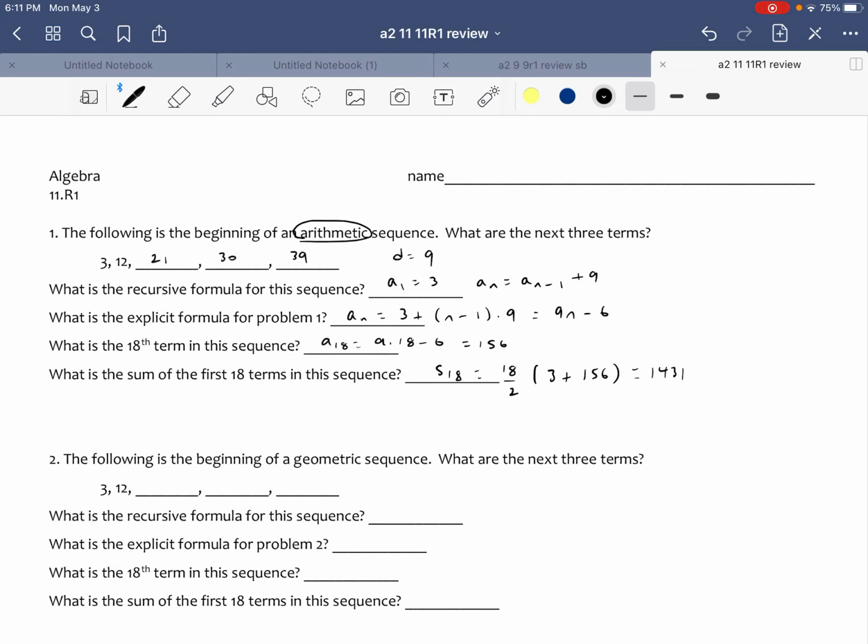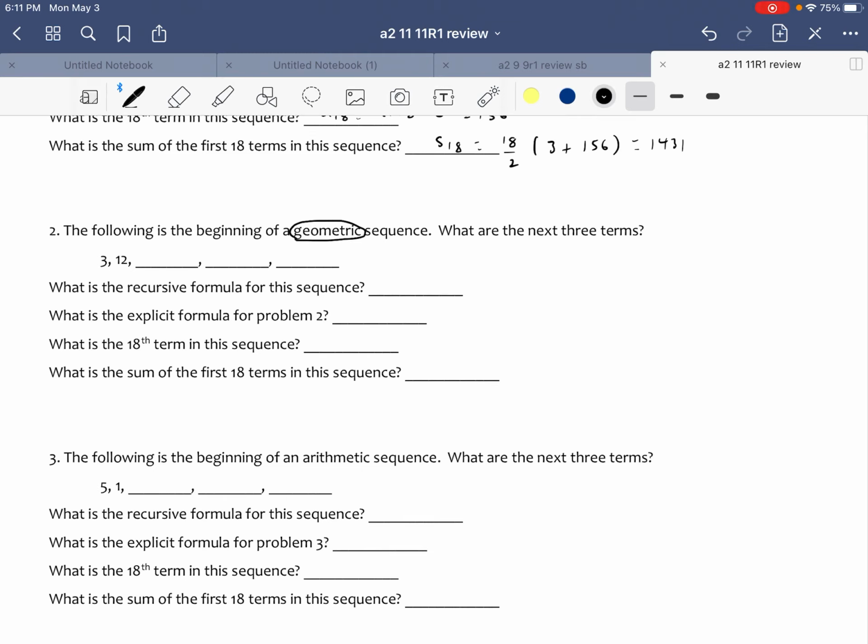The following is the beginning of a geometric sequence. Geometric sequence means the numbers are going up by multiplying or going down by dividing by a common ratio. 3, 12, looks like we're going up. We're multiplying by 4. So your common ratio is 4. 12 times 4 is 48.